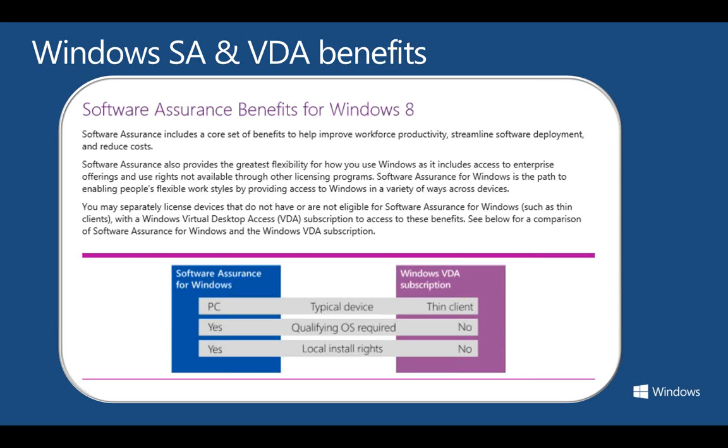So to summarise, nice little graphic down the bottom. Software assurance for Windows allows me to license the PC. It's a qualifying operating system, and it also gives you the local install rights, whereas the thin client purely allows me to access the VDI. There's no qualifying operating system required, and I don't get local install rights. And a lot of people are seeing this as a mechanism to move away from Windows XP.